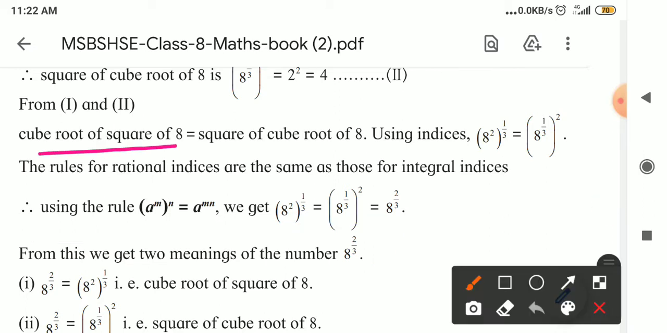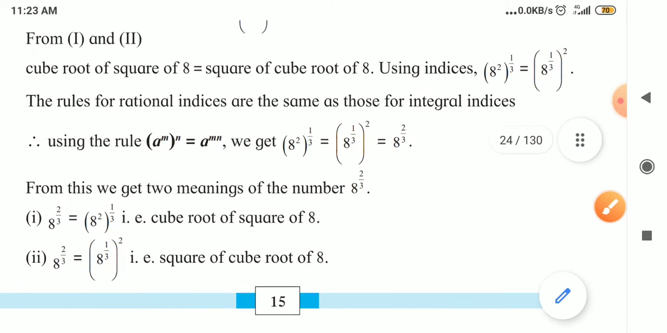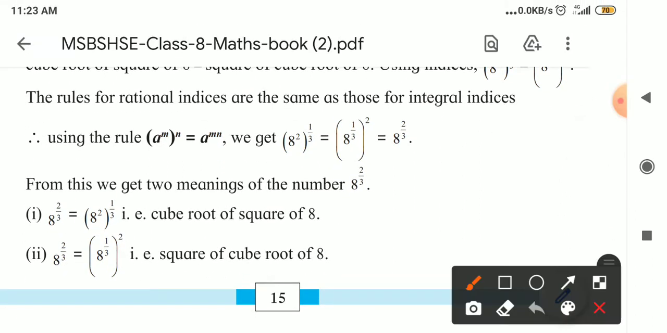Here, the cube root of the square of 8. The cube root of the square of 8 is equal to the square root of 8. How are we writing it in indices form? The cube root of the square of 8, so 8 squared, cube root. The meaning of it is the cube root and the square of 8. Inside we have to go. Okay, using indices, how are we writing? So 8 raised to 1 upon 3 square, and means only how we are writing this, 8 square upon 3. So this we are writing in this way.